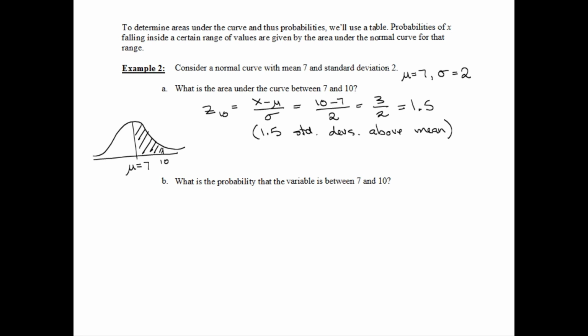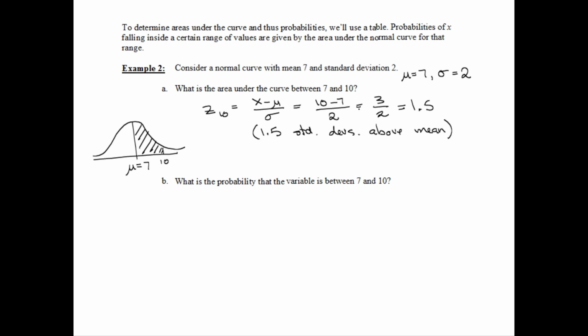Let's look at our standard deviation, 2 units. That means if we were 1 standard deviation above the mean, we would be at 7 plus 2, which is 9. Onto that, add half a standard deviation, which would be 1. Half a standard deviation onto the 9 would put me at 10. So if I start at 7 and I add 1 standard deviation and half a standard deviation, for a total of 1.5 standard deviations, I will be at 10.